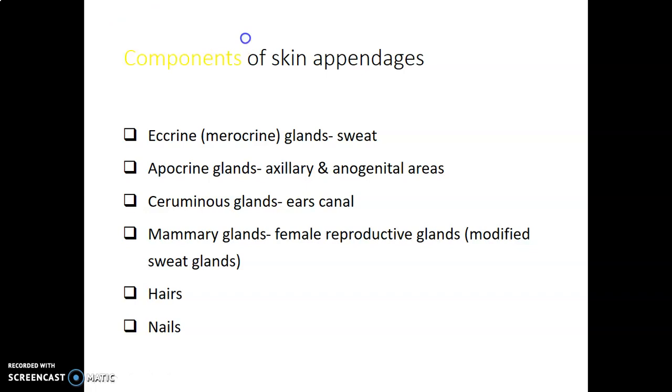You have the merocrine sweat glands, the apocrine sweat glands, like in the axillary and anogenital areas, the ceruminous glands within the ear, the mammary glands that form parts of the female reproductive glands, and these are usually considered as modified sweat glands. Then you have hair and nails. So those are the appendages of the skin.